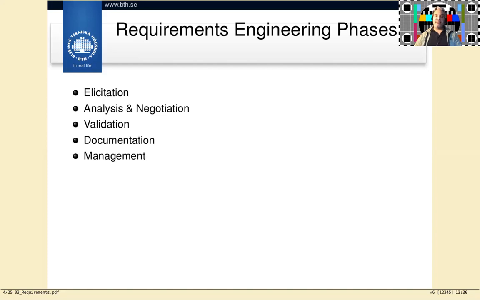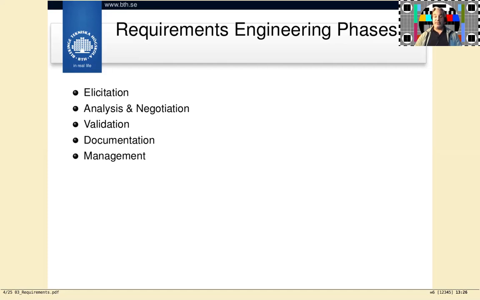So elicitation is the process of finding the requirements. The analogy is that you're walking around in a dark room with a flashlight and you light up, you elicit requirements as you walk. There's a requirement, that's a requirement, and so on. Of course, this is a very bad analogy because it's rarely as easy as walking around in a dark room with a flashlight. Sometimes you have to drag out the information as well.